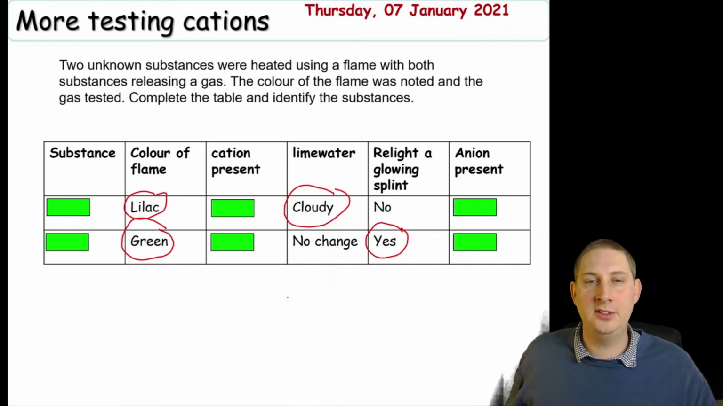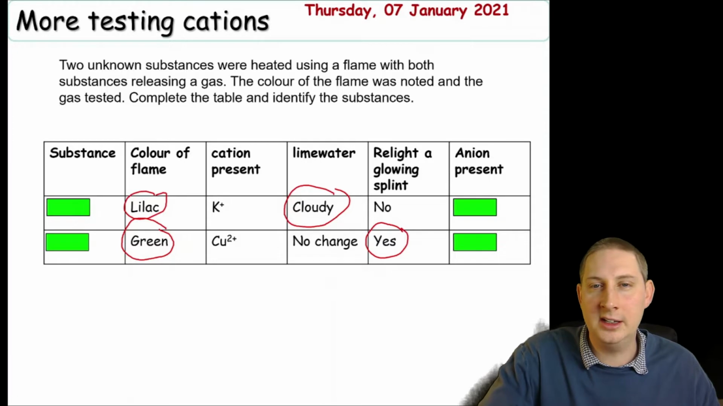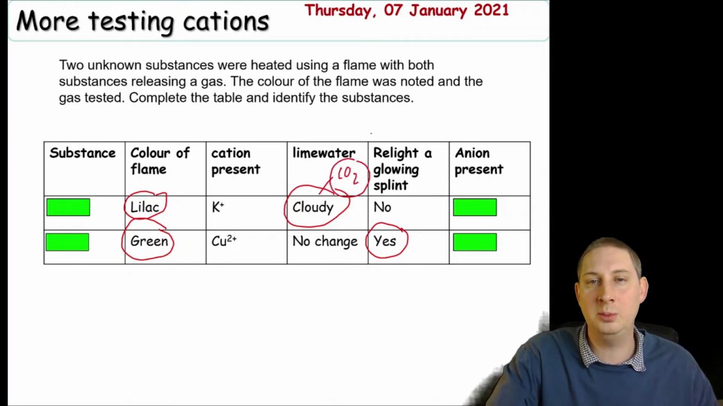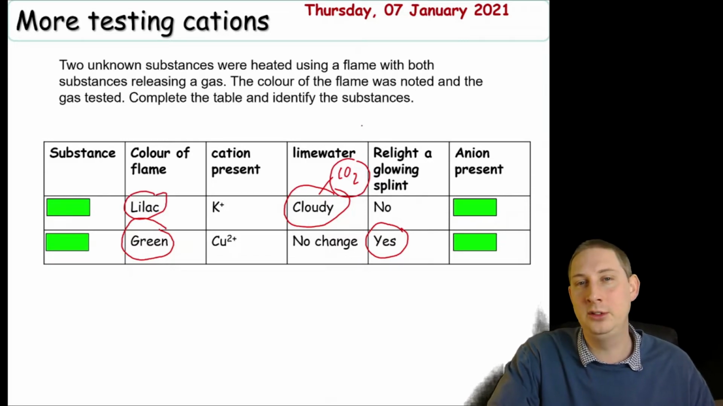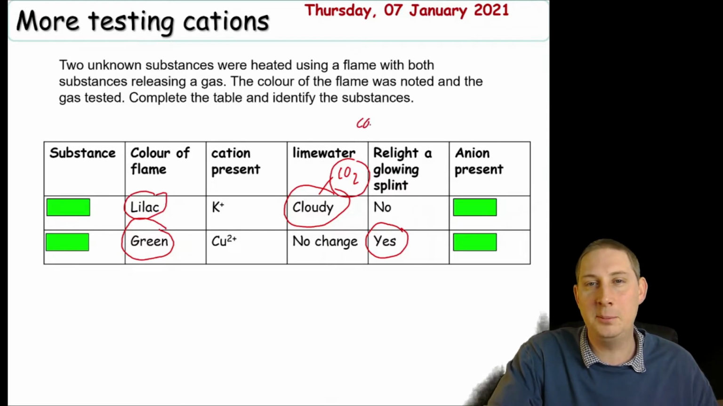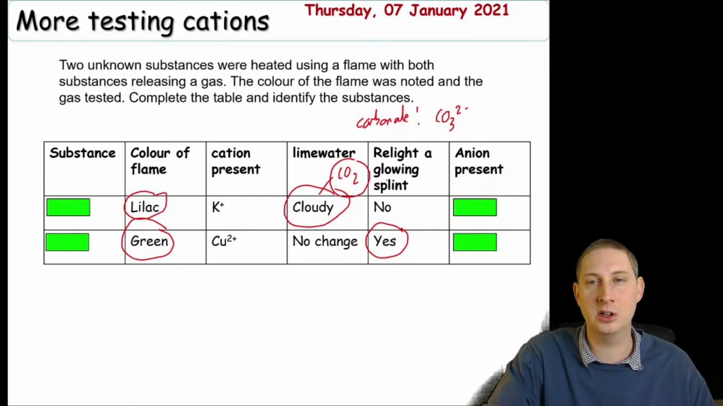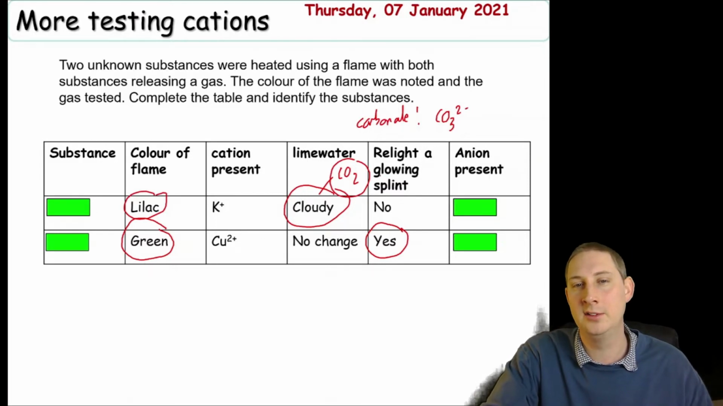Right, well, hopefully you identified the lilac flame as potassium and the green flame as copper. The lime water clearly indicates the presence of carbon dioxide. What sort of species release carbon dioxide? You should know this. You did this in year 7, you did this in year 9 with your substance X. A carbonate, CO3 2-, will release carbon dioxide. So you should be familiar with that from previous years.